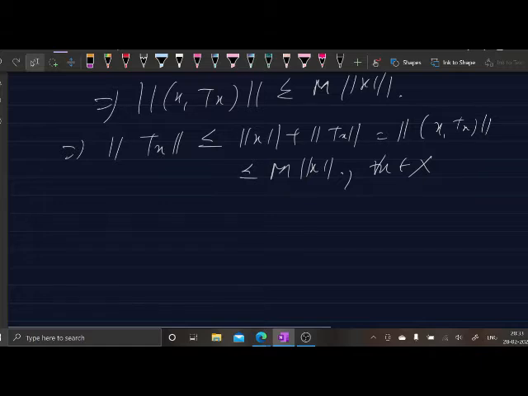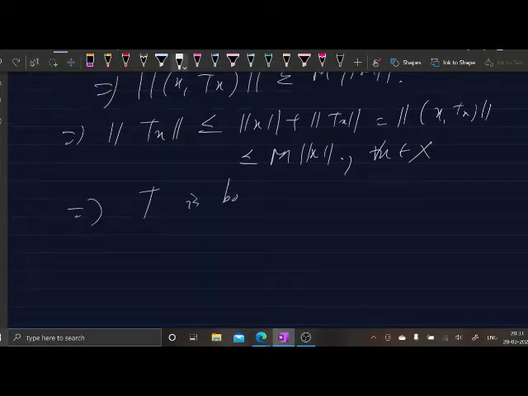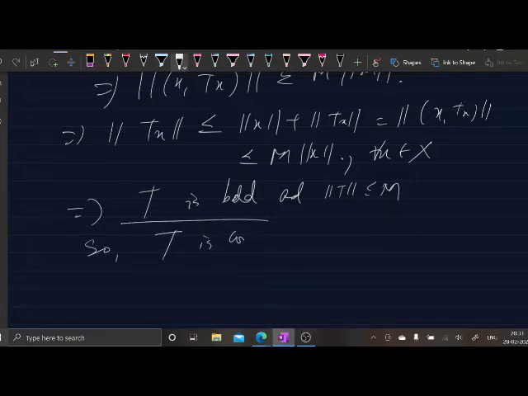So this proves that T is bounded and norm T is less than or equal to M, and since T is bounded, therefore this proves that T is continuous. Okay.